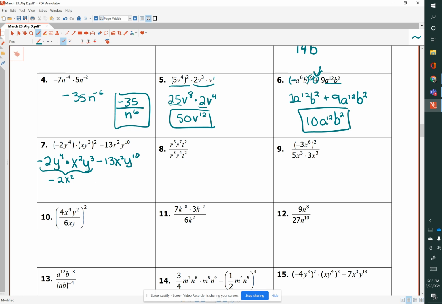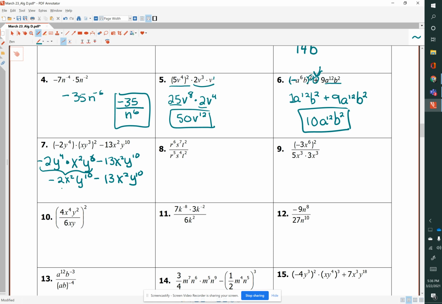And y times y is going to be 2 times y to the 4th times y to the 3rd, which will be, oops, I forgot the 6. This will be a 6. 4 plus 6 is 10, so that's y to the 10th, minus 13x squared y to the 10th.